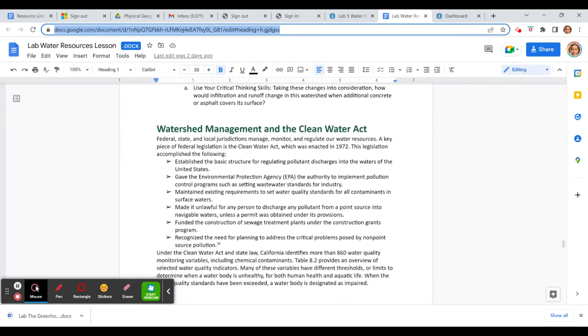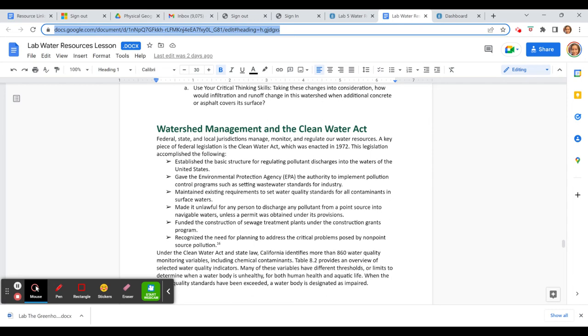So now that we realize that every location on Earth receives different amounts of water, manages it differently, and has different storage capabilities within the ground, how do we manage this? So federal, state, and local jurisdictions manage and monitor and regulate our water.